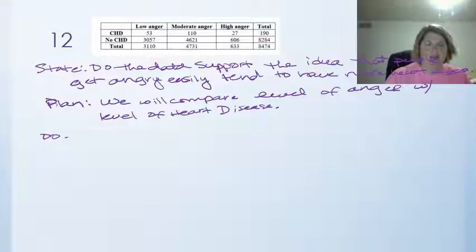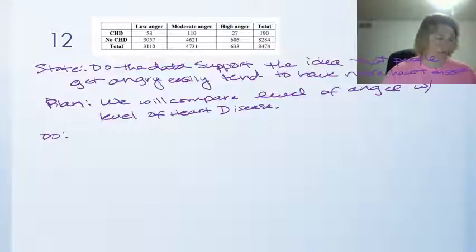We cannot compare things that have different total values without using percentages. So you can see that the low anger is 3110, and the moderate anger is 4731. And the high anger is 633. So all these values are different. So what we want to do is use percentages so that we can compare a part to a whole versus comparing 53 to 3110 and then 110 to 4731. It just doesn't work like that.